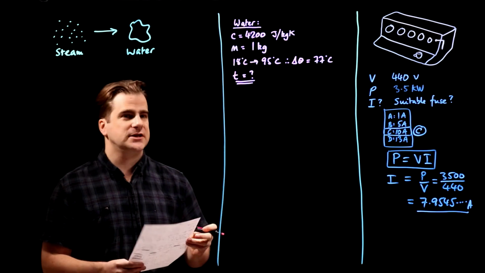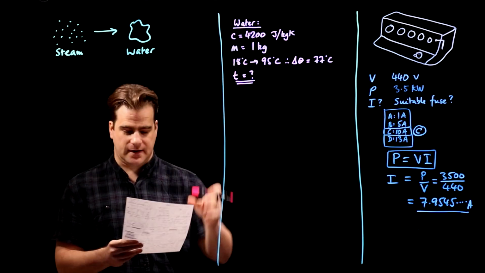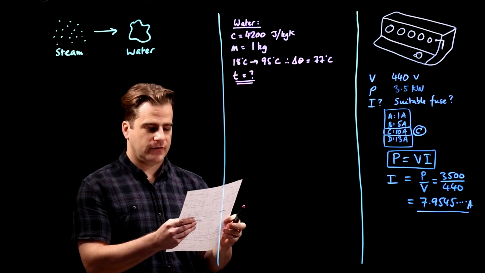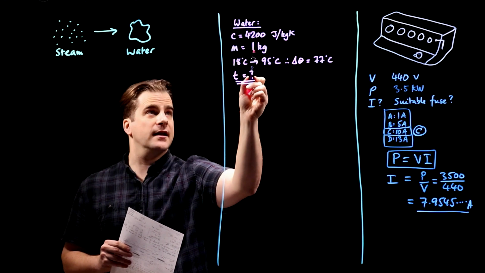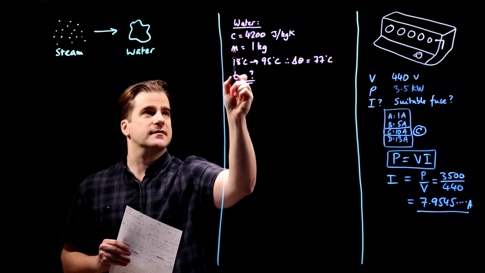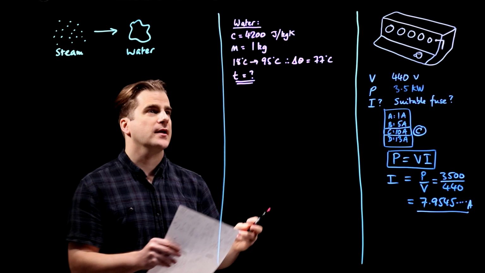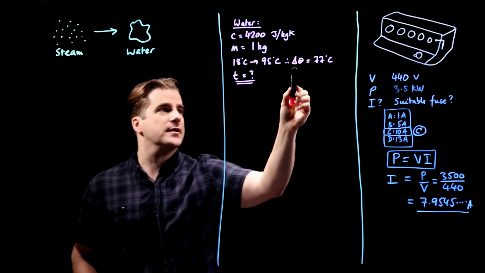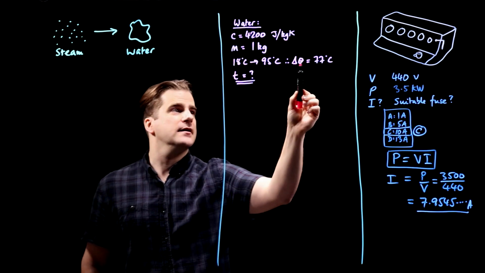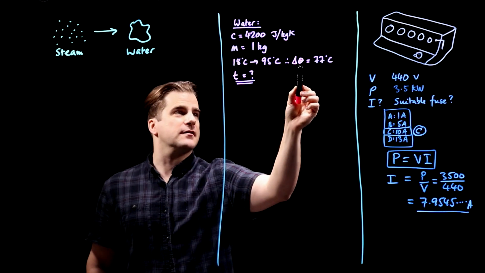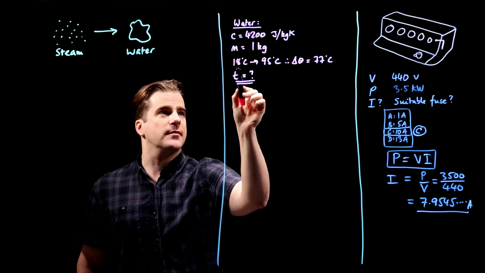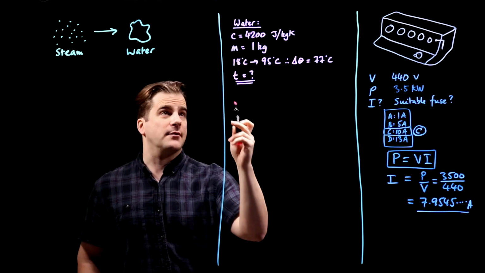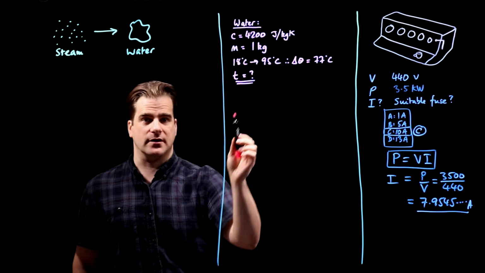So, the question, when you boil it down, is this. They've given you the specific heat capacity of water, C. They've told you we have a kilogram of water, so that's M, the mass of the water. They've told us the temperature goes from 18 to 95, so that means we can work out delta theta, the difference in temperature, from 18 to 95, which is 77 degrees C. And we have to work out the time, how long this is going to take.